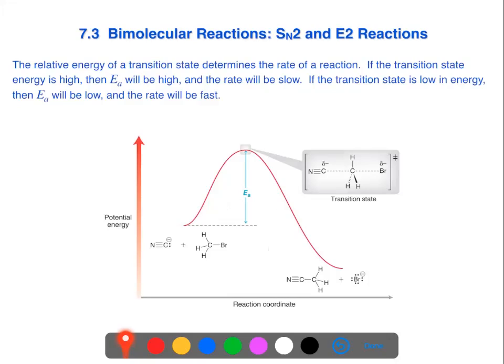Now, the relative energy of a transition state determines the rate of a reaction. If the transition state energy is high, then the activation energy will be high, as shown by this barrier, this height from reactant to the transition state. Now, if the transition state is low in energy, then the activation energy will be low and the rate will be fast. It will be faster compared to a situation where that barrier is high.